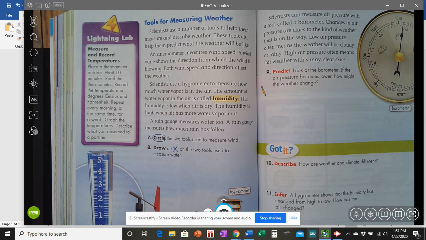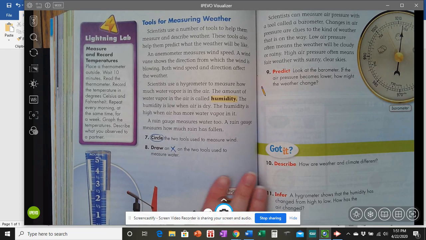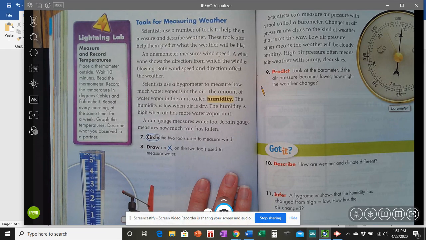Tools for measuring weather. Scientists use a number of tools to help them measure and describe weather. These tools also help them predict what the weather will be like. An anemometer measures wind speed. A wind vane shows the direction from which the wind is blowing. Both wind speed and direction affect the weather.